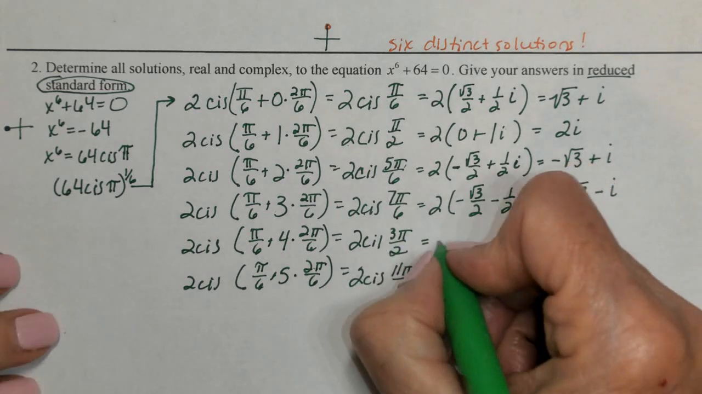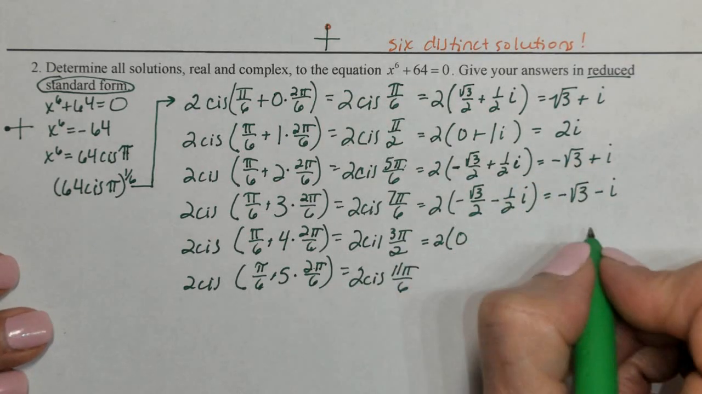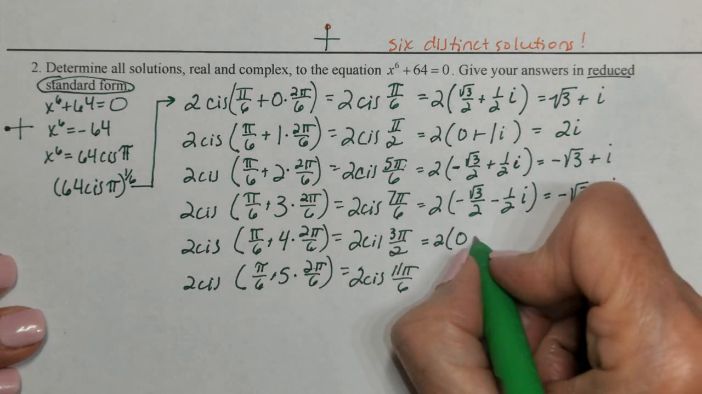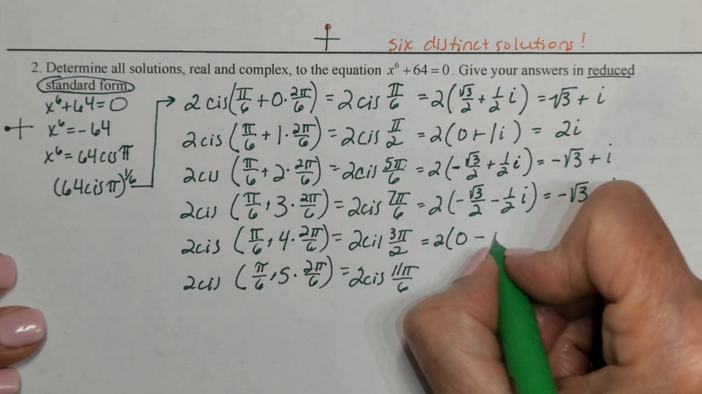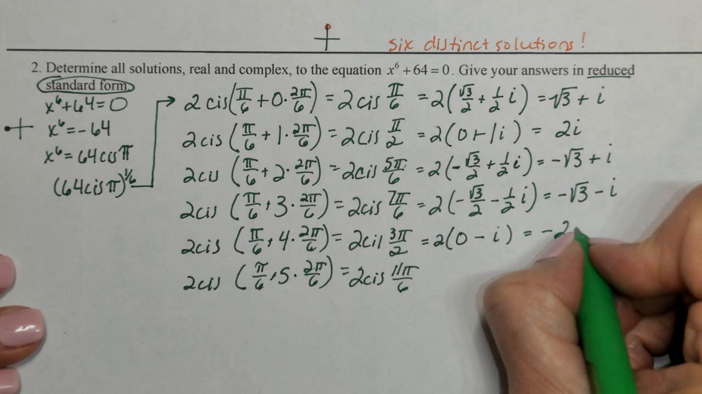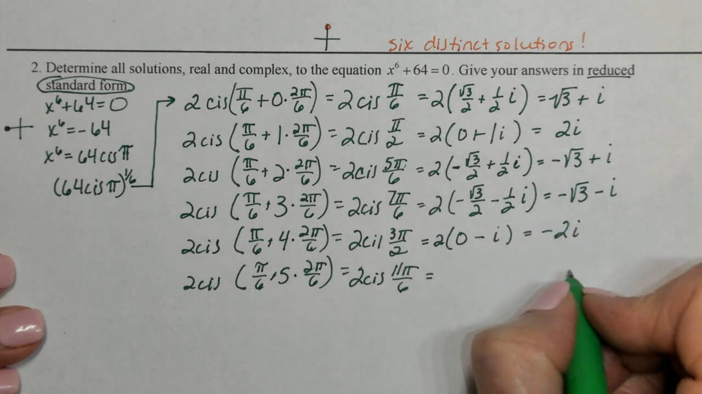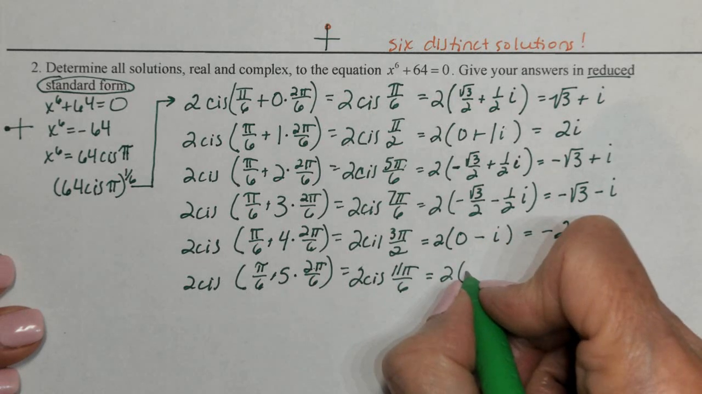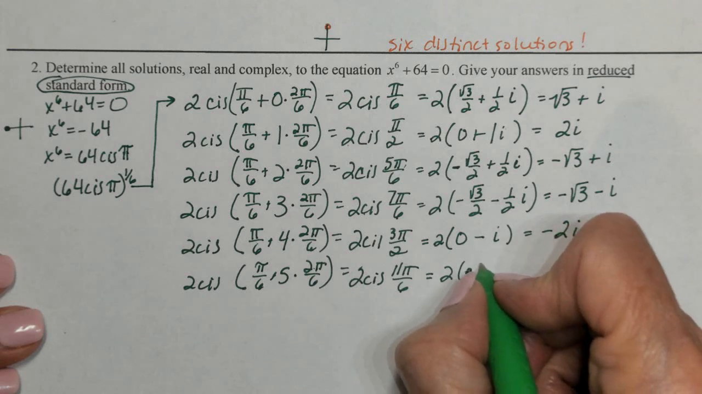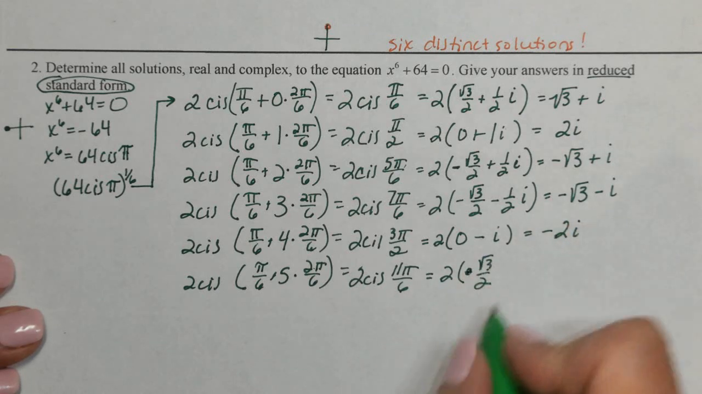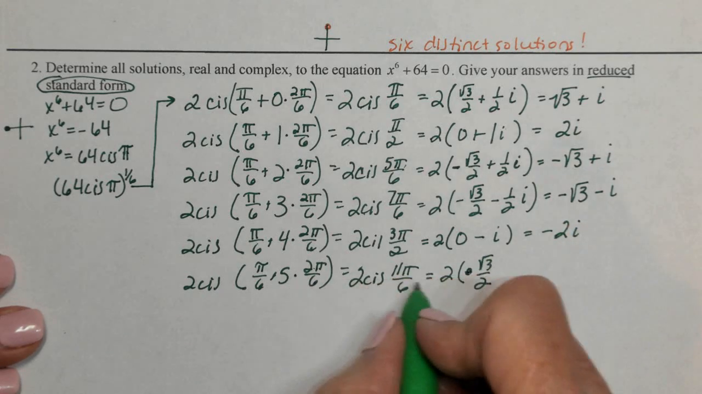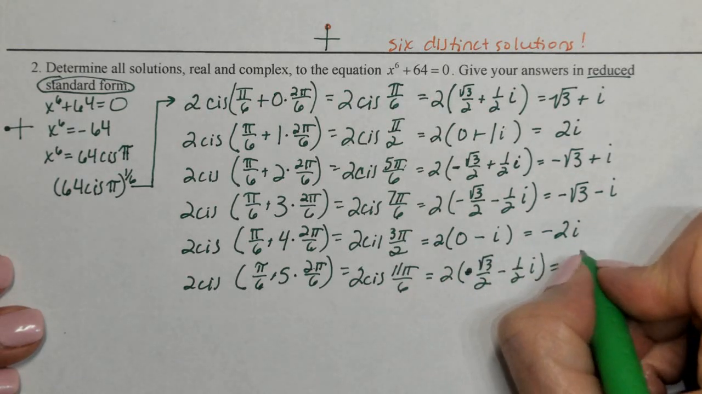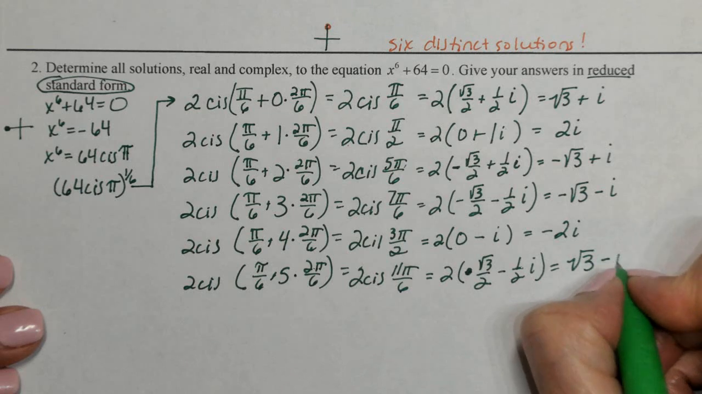Cosine of 3 pi over 2 is 0. Cosine of any pi over 2 is 0. Sine of 3 pi over 2 is a negative 1. So this gives us a negative 2i. And cosine of 11 pi over 6 is a positive square root 3 over 2. And sine of 11 pi over 6 is a negative 1/2. So this is a positive square root of 3 minus i.